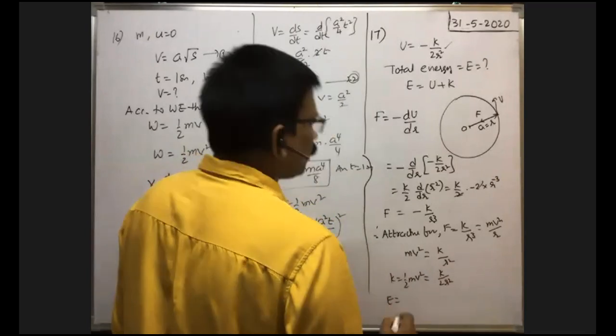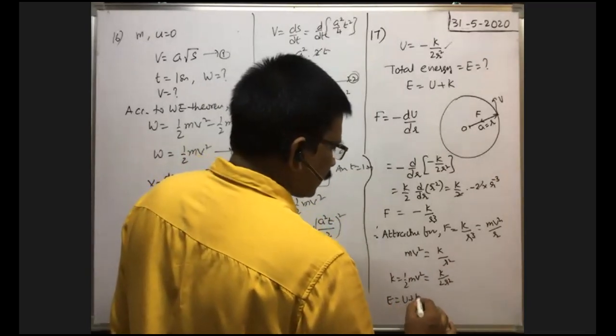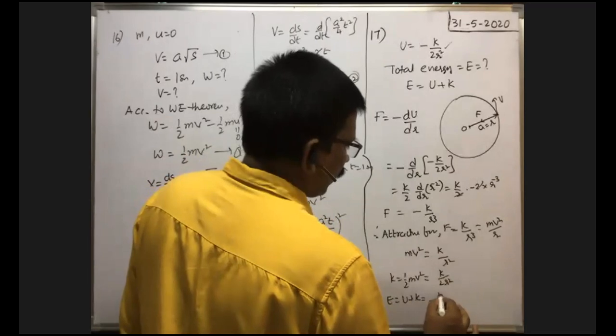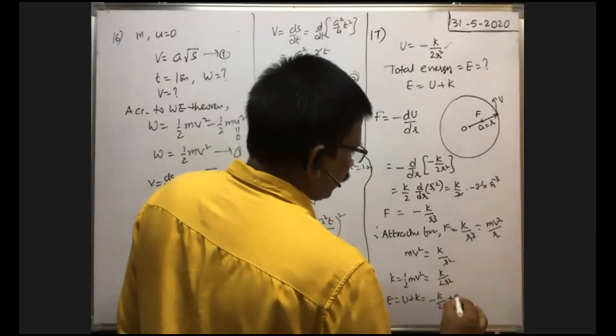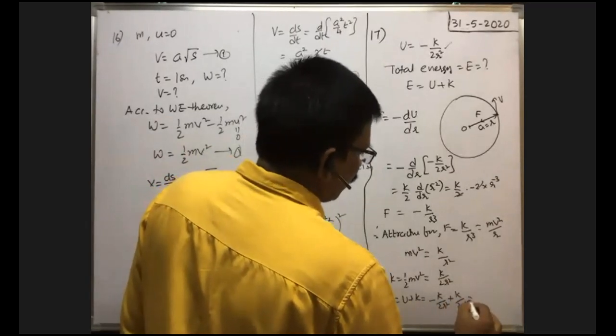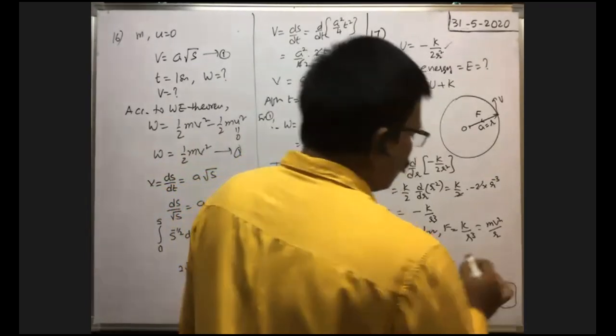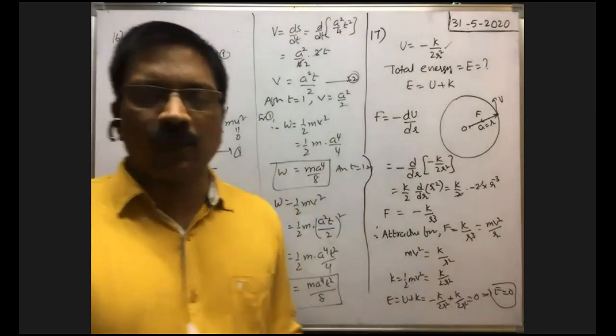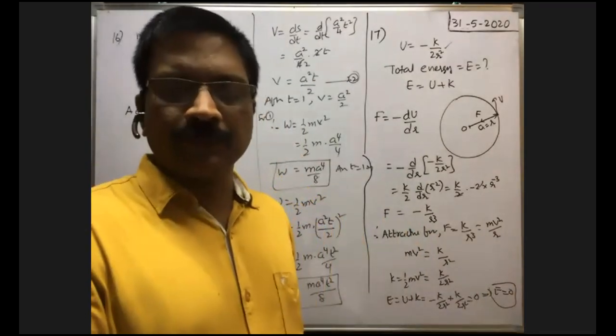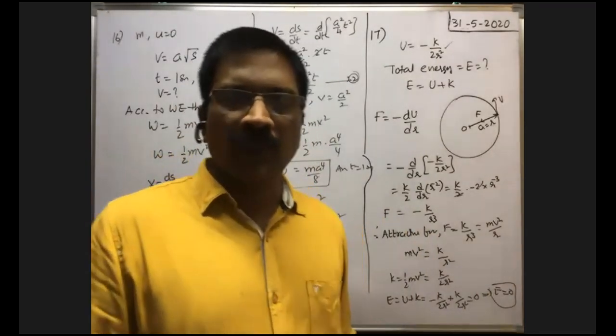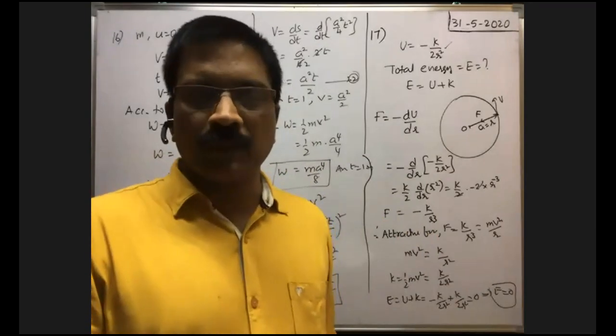Total energy is equal to potential energy plus kinetic energy. Potential energy is minus k by 2r square as given, plus kinetic energy, which is k by 2r square. Therefore, that is equal to 0. Therefore, total energy is equal to 0. The total energy of the particle here is 0.